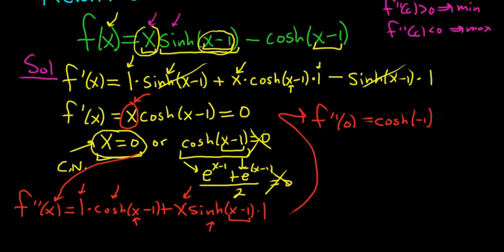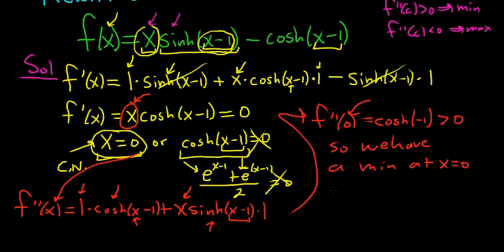And this is positive, because cosh is always positive. So we have a min at x equals 0. Whenever the second derivative is positive at a critical number, we have a min. If it's negative, we have a max.